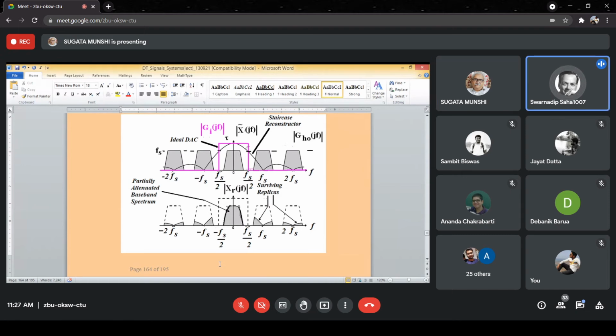Sir, please repeat this thing again. If you use a low pass filter after the DAC, these surviving replicas can be blocked, no doubt. What will be the nature of the amplitude response of the low pass filter? Some constant part here, then it will droop. All right. So those remnants can be blocked.